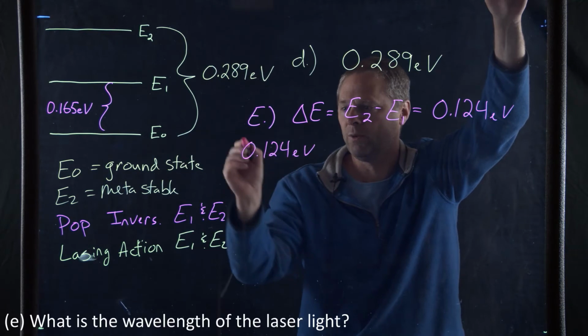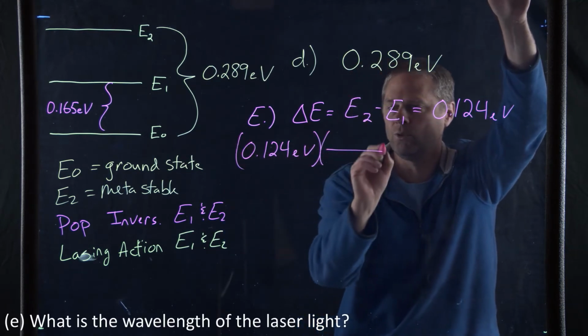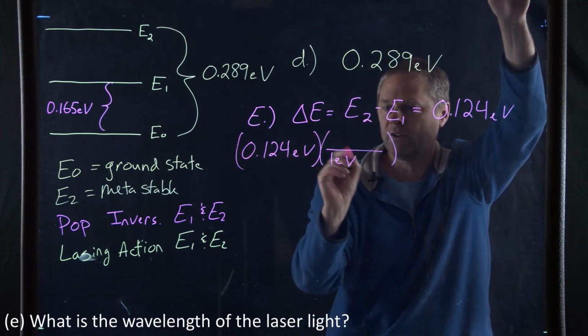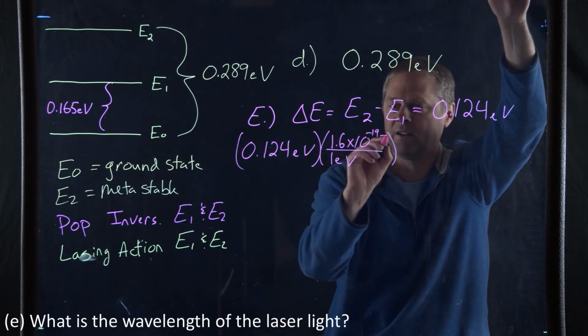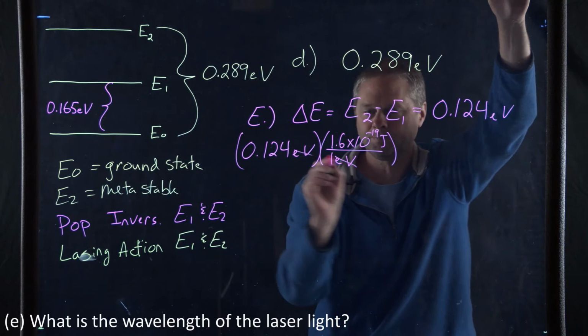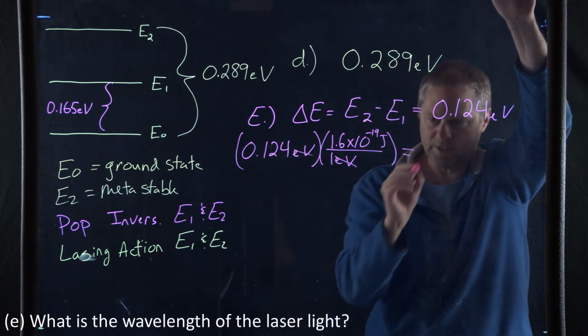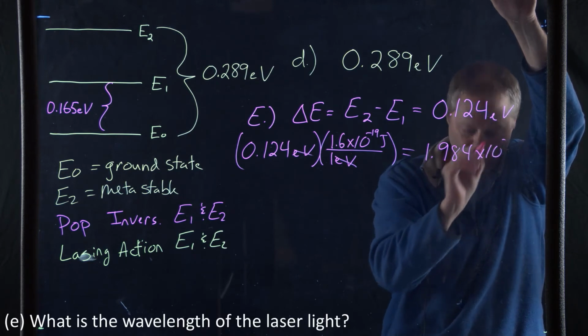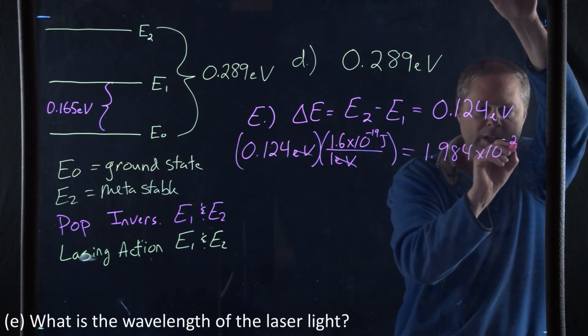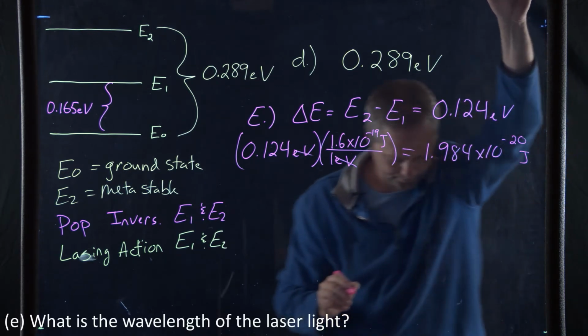So if we have 0.124 electron volts, we convert that into joules. So 1 electron volt is equal to 1.6 times 10 to the minus 19th joule. This is going to be equal to 1.984 times 10 to the minus 20 joule.